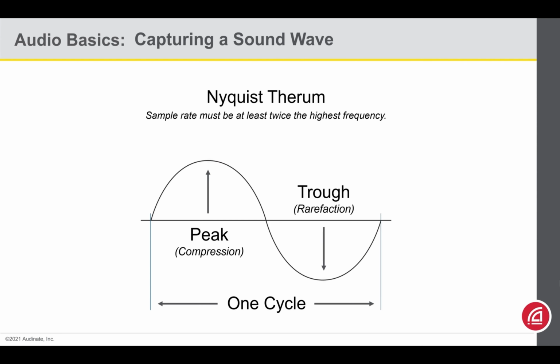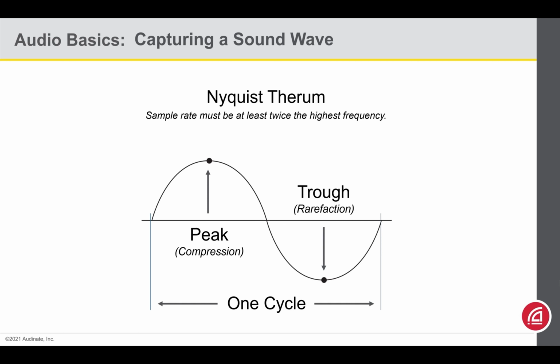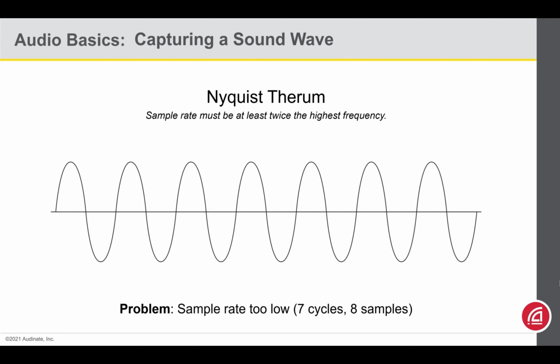Of course, you'll need at least two samples to capture each part of the cycle. Now, to be clear, Nyquist was not implying that high frequencies would just roll off if you didn't set your sample rate high enough. This isn't something like an old analog cassette problem. To demonstrate, here's a sound wave with 7 cycles. Now, Nyquist states that our sample rate should be at least double the frequency, right? So if we have 7 cycles, then we should have at least 14 readings. Let's see what happens if we don't do that.